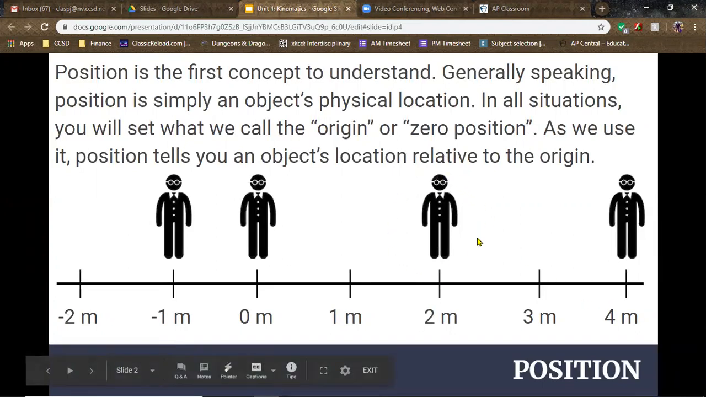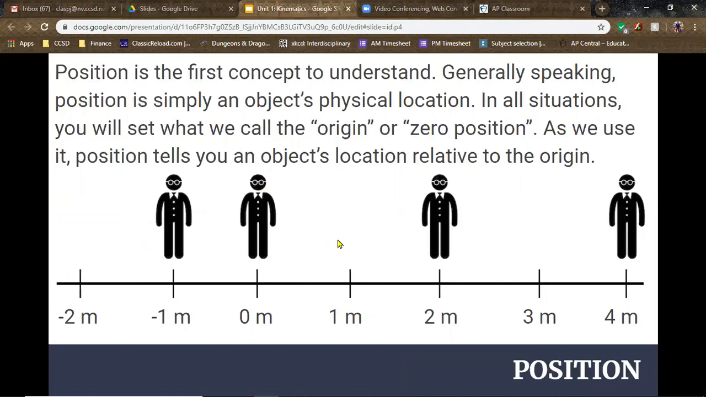We could have said that this gentleman right here was at the zero position. And if that's the case, then this gentleman right here would have been 1, 2 meters away from the zero position. So his position would have been positive 2 meters. And if this was our zero position right here, this person over here and this person over here would be at -1, -2. This person would be at -2 meters. And then one more for -3 meters with this position right here.